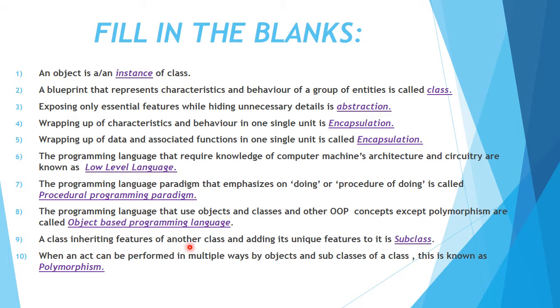A class inheriting features of another class and adding its unique feature. Okay, it is subclass. Okay, the class which is inheriting the properties from another class, it is known as subclass. When an act can be performed in multiple ways by objects and subclasses of a class, this act is known as polymorphism. Means performed in multiple ways by object. This is known as polymorphism.